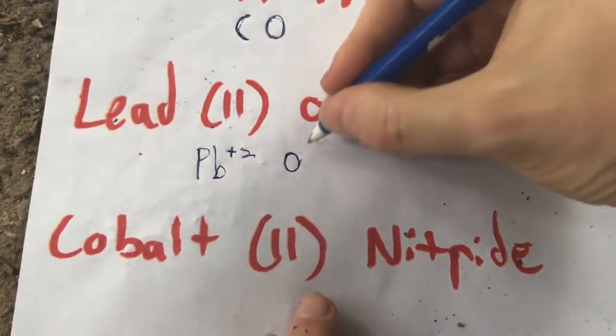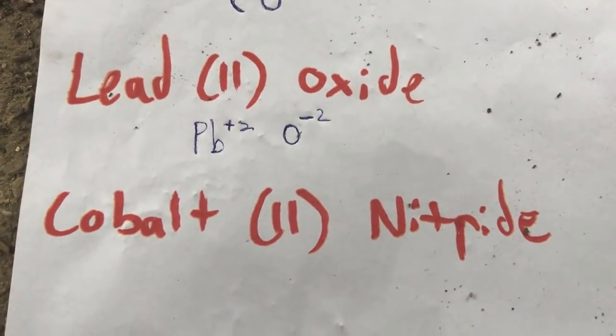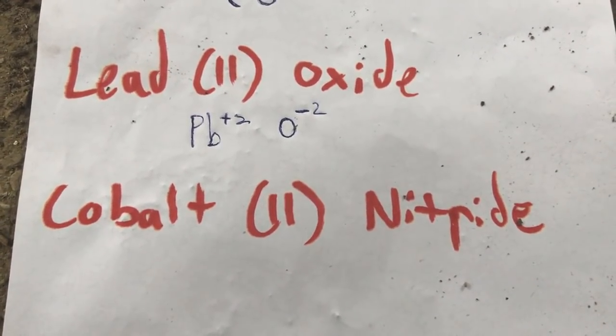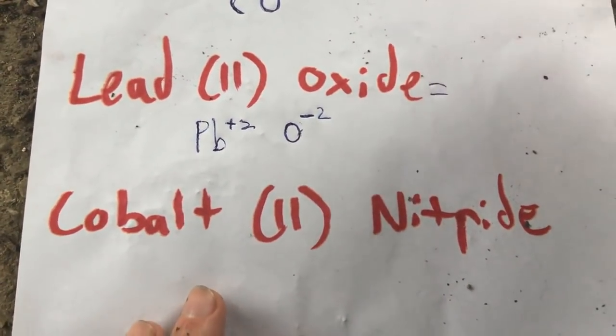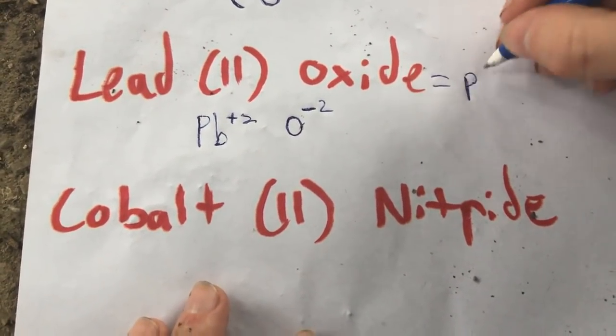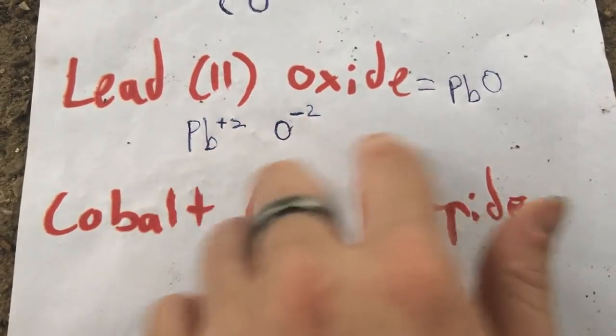So this is what we have. And conveniently, they balance each other out perfectly. So that means that this is the formula. It's just PbO, because they balance each other like they are.